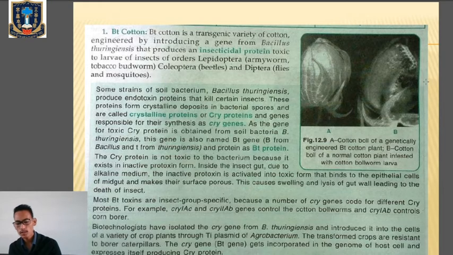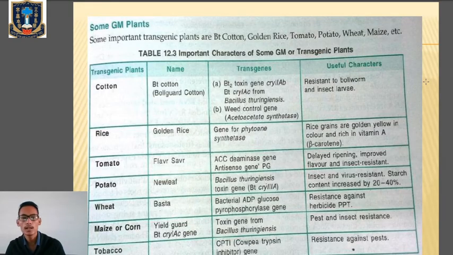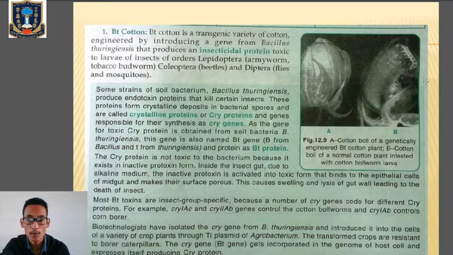Now we will see the first one, that is BT cotton, because we are saying that BT cotton has been developed with the help of genetic engineering and is resistant to bollworm and insect larvae. So how has this variety been developed by genetic engineering? BT cotton is mainly a transgenic variety of cotton. It's mainly a transgenic plant.